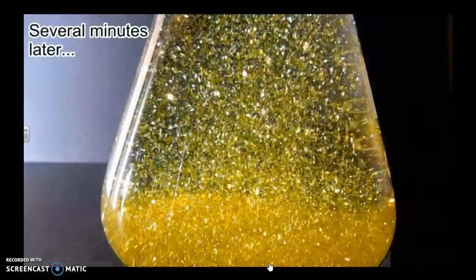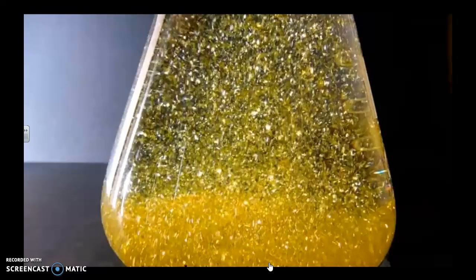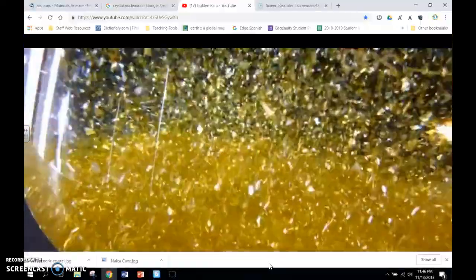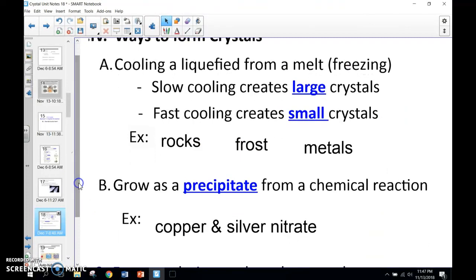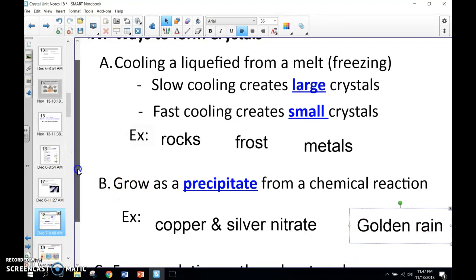Again, this is a precipitate. It's a solid coming from two solutions coming together. So it seems to come out of thin air like rain. So you have the golden rain. Isn't it beautiful? I love it. I'd love to do this one for you guys, but we don't store the chemicals needed for this because there is a big safety concern. Some chemistry teachers might do it, but we don't do it at Pioneer. So we'll just watch YouTube videos. All right, let's go ahead and go back. That was forming from a precipitate that is again called golden rain. So that's another example for you.